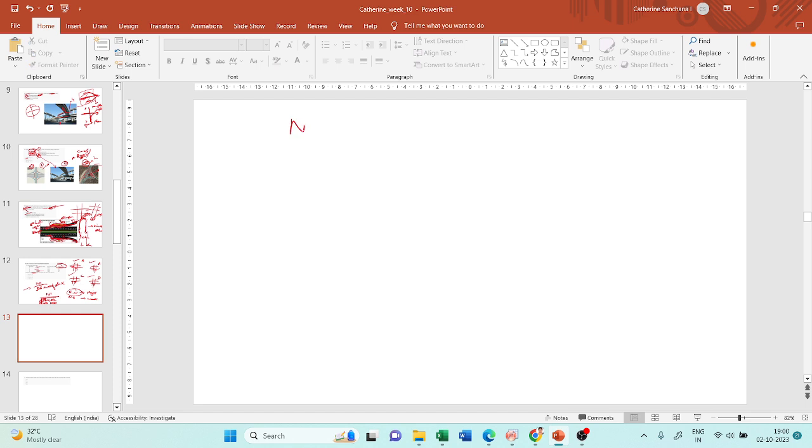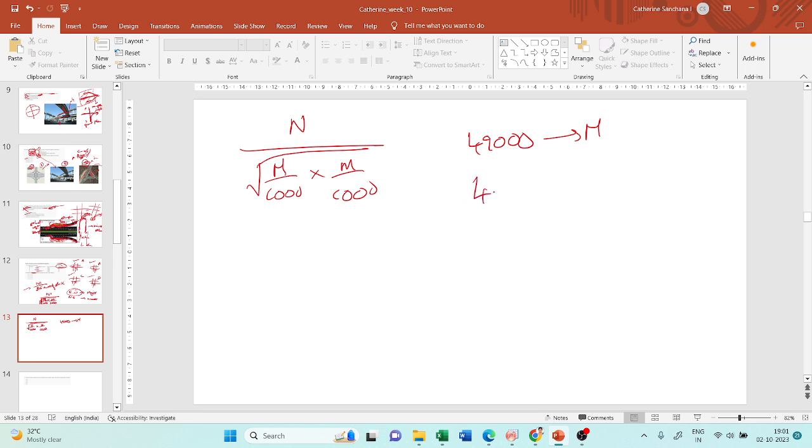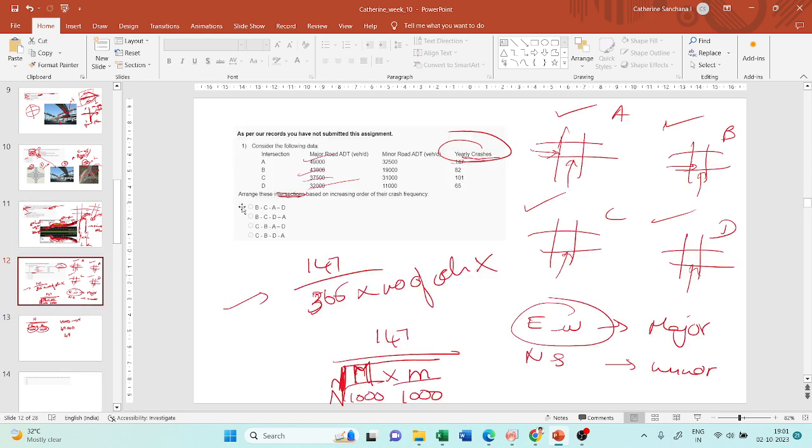So we saw it is the number of crashes divided by this. If you have the number of vehicles on the major road as 49,000, you should not substitute it as 49,000. You should substitute it as 49. Okay, that is what the formula says. That is why I have introduced this in the formula itself, which means you simply have to divide the number of vehicles by 1,000 before you use it in the formula. Okay, so let us first calculate it for the first problem.